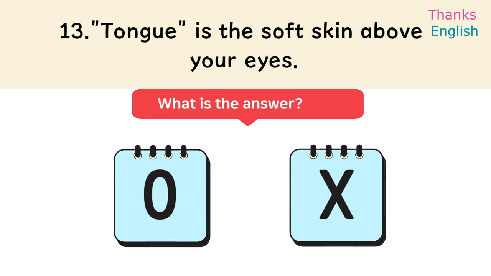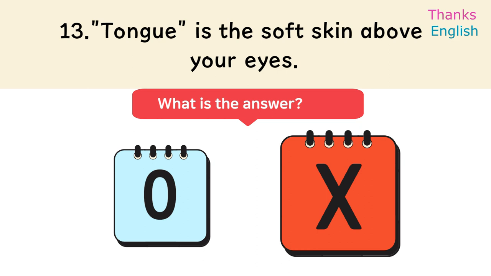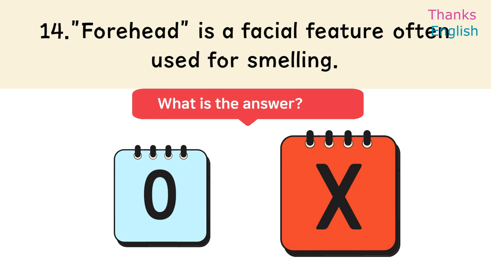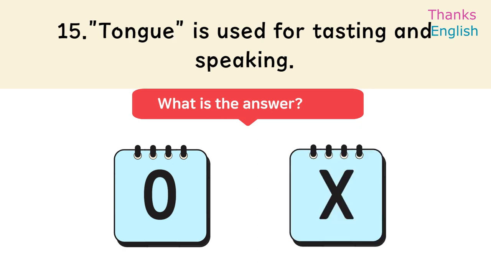13. Tongue is the soft skin above your eyes. X. 14. Forehead is a facial feature often used for smelling. X. 15. Tongue is used for tasting and speaking. O.